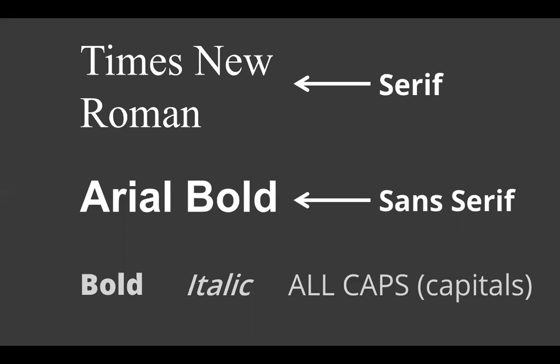And along the bottom, we've got three terms that are used a lot that you can very easily do on any desktop publishing software: bold, italic, and then all caps, which means writing it all in capitals. Or sometimes people say uppercase as well.